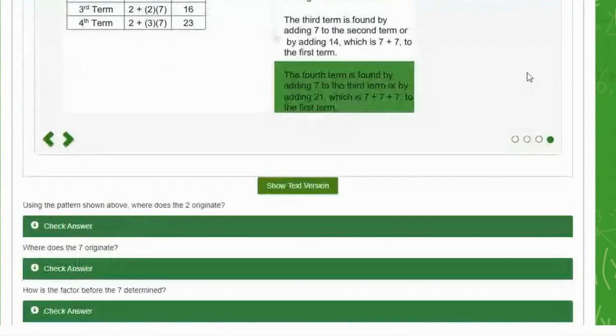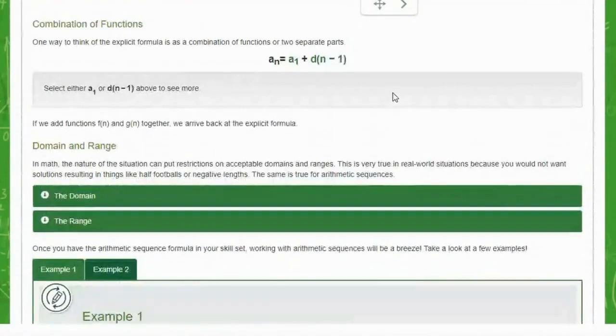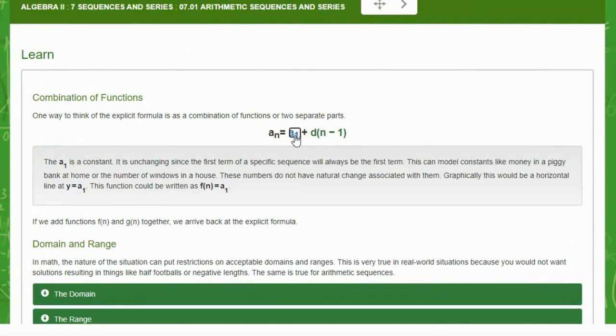So, all right, let's move on to the next page. It's talking about where this formula comes from, this a1 plus d times n minus 1. It's really a combination of two different functions. The a sub 1 never changes. The first term of the sequence is always going to be the first term of the sequence. It doesn't matter how many numbers we count, the first term always stays the same. In our 2, 6, 10 sequence, 2 is always going to be the first number. No matter how we calculate things, it's always the first term in that sequence.